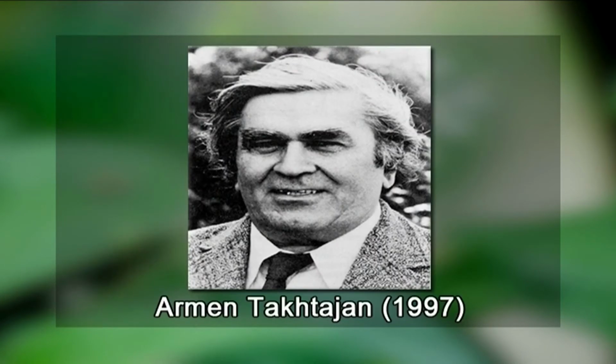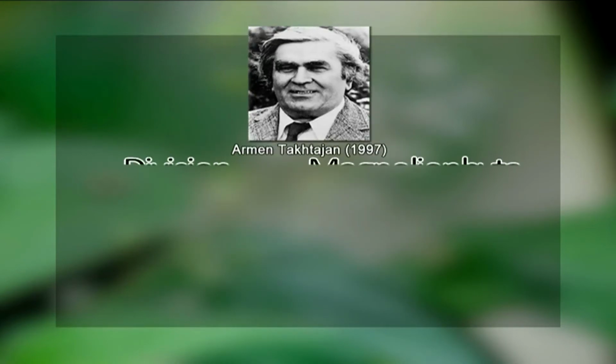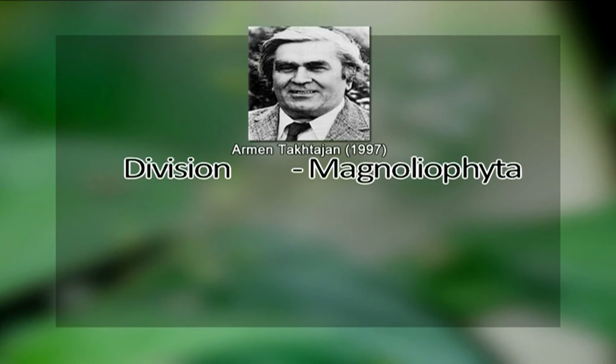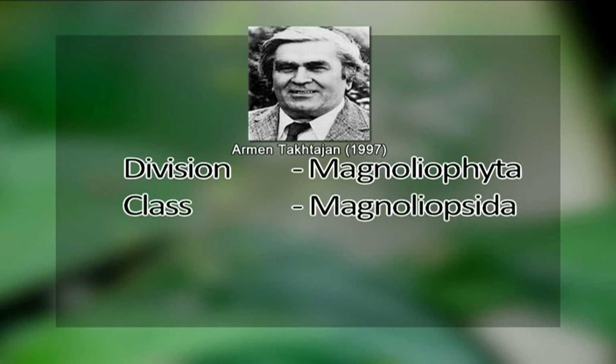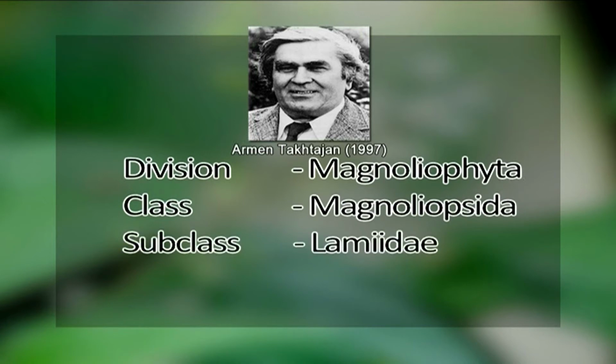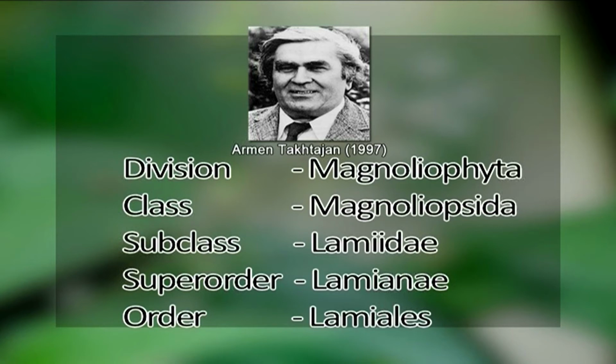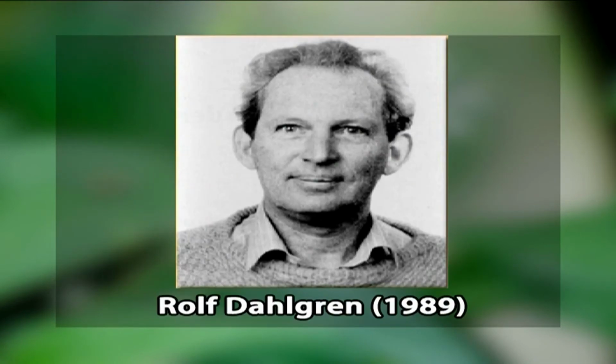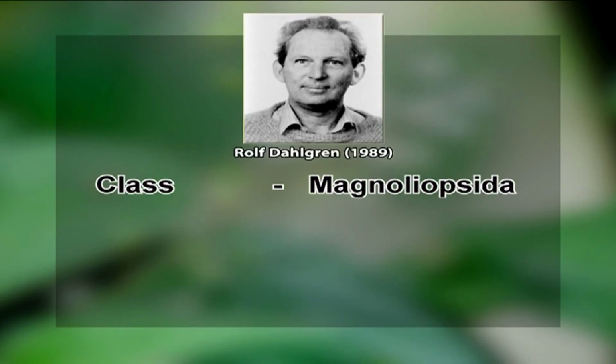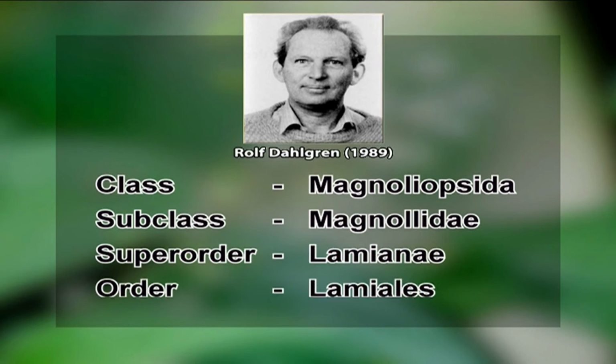Takhtajan, an evolutionary taxonomist, classified Lamiaceae under the division Magnoliophyta, that means retaining the division of Cronquist, again class Magnoliopsida, subclass Lamiidae, that means now incorporating a separate subclass. Cronquist had given Asteridae, now Takhtajan has given the subclass Lamiidae, again incorporating one more rank by the name of superorder as Lamianae, and the order the same way, that is the Lamiales. Dahlgren, a taxonomist, classified it under the class Magnoliopsida, subclass Magnoliidae, superorder Lamiiflorae, and the order Lamiales.